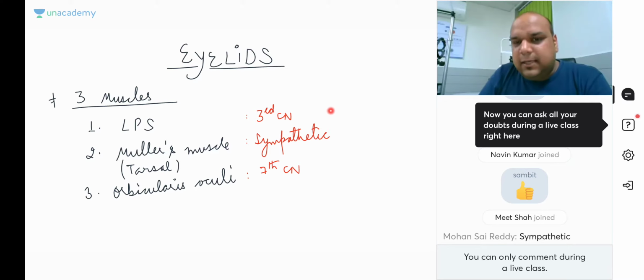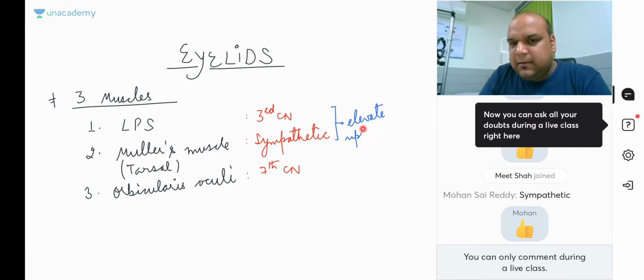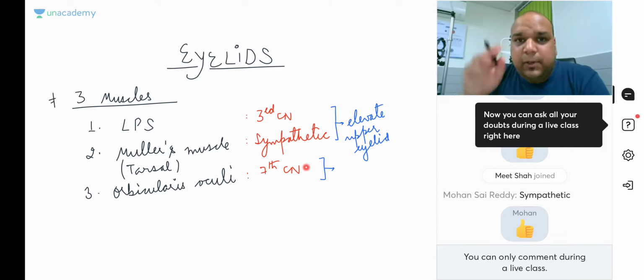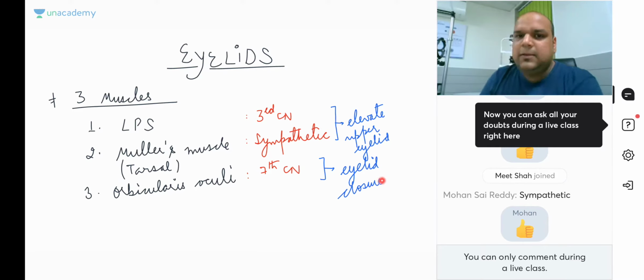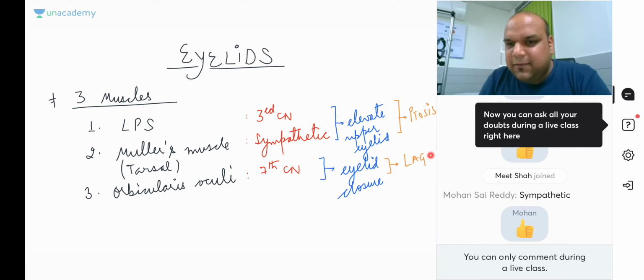Now, what are the actions, everybody? The actions of the first two muscles are the same. They elevate the upper eyelid. But what is the action of orbicularis? Orbicularis is used for blinking. Blinking means it is basically used for closing the eyelid, or eyelid closure. So in case of palsy of both the muscles, LPS and Mueller's muscle, you will land up in ptosis. But if there is palsy of orbicularis oculi, that means the eyelid will not be able to close. Like I had told you in lesson 1 of this course, it will lead to lag ophthalmos.